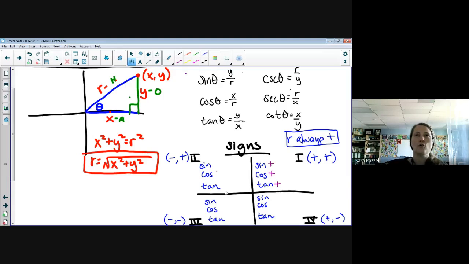All right, so we're scooting over to quadrant 2. Okay? We're looking at sine. Sine is Y over R. Y is positive. R is positive. So what is sine in the second quadrant? Positive over positive makes a positive. Good.